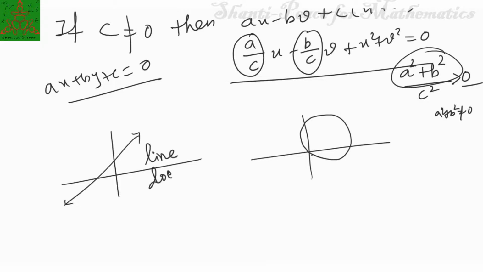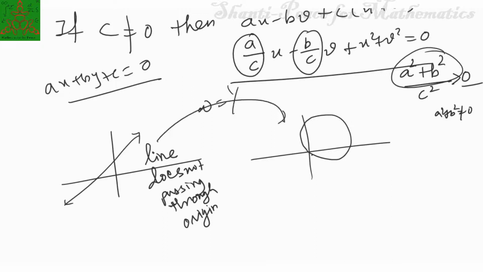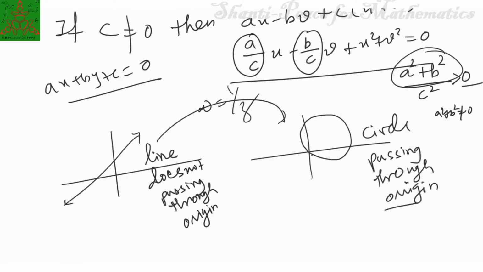So a line not passing through origin is mapped, under w equal to 1 upon z, to a circle passing through origin. So what we conclude is that a line which is passing through origin is mapped to a line passing through origin. If the line does not pass through origin, it is mapped to a circle passing through origin under this transformation w equal to 1 upon z.